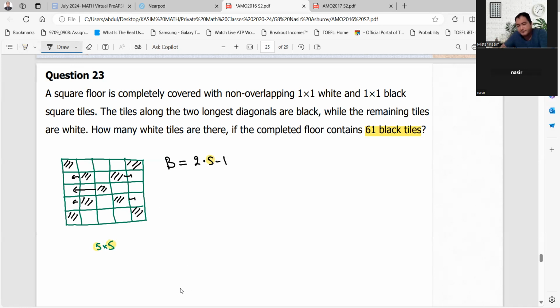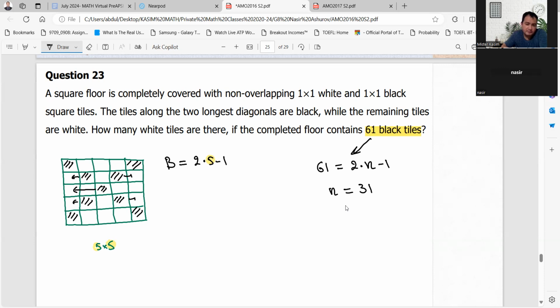If it is so, then in our case, 61 should be equal to 2 times n minus 1, right? So what is n here? That n should be equal to 31, right? Is the answer 930? No.